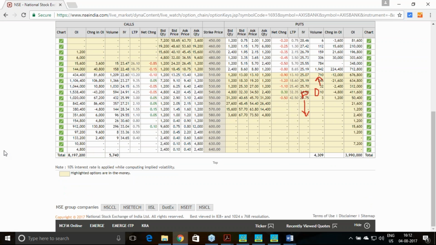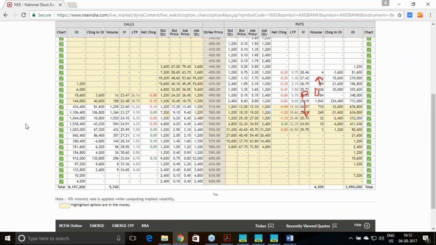So put call ratios are there, but stock options put call ratios are not reliable. Stock options put call ratios are not reliable because the number of contracts on the option side is very less as compared to the index options or as compared to the futures open interest. Henceforth it is not reliable. However, you will get some inference about the resistance and support.